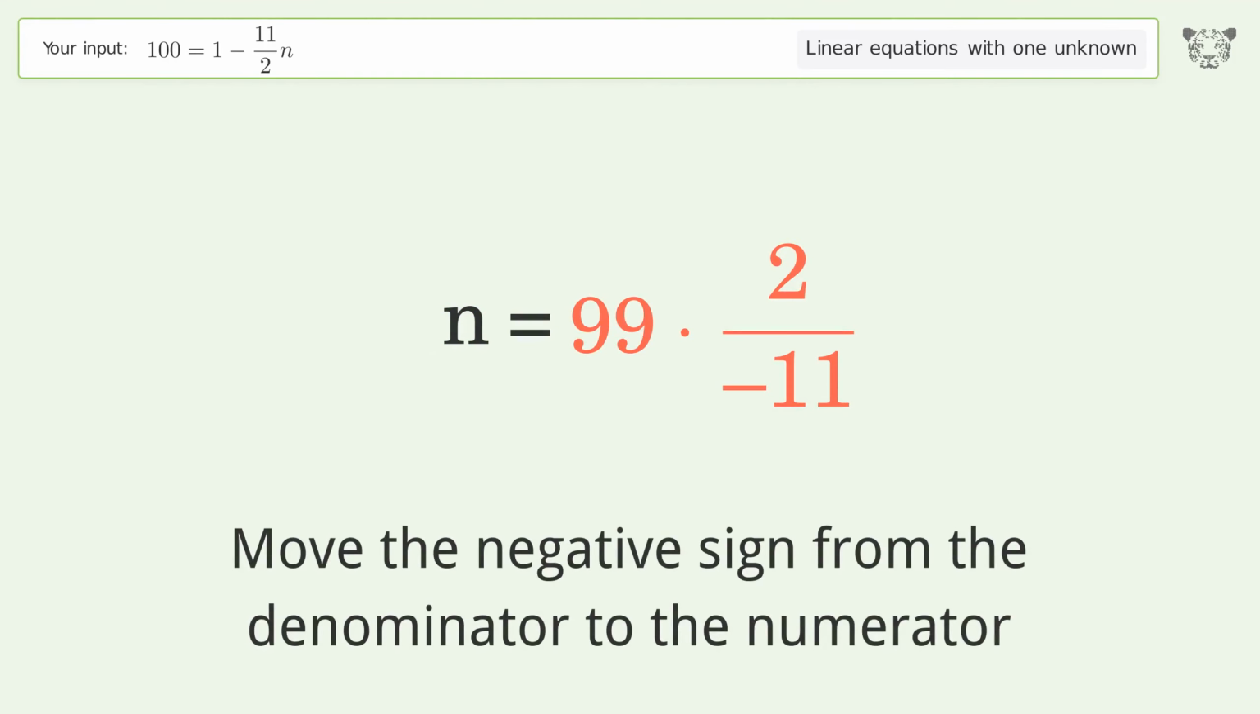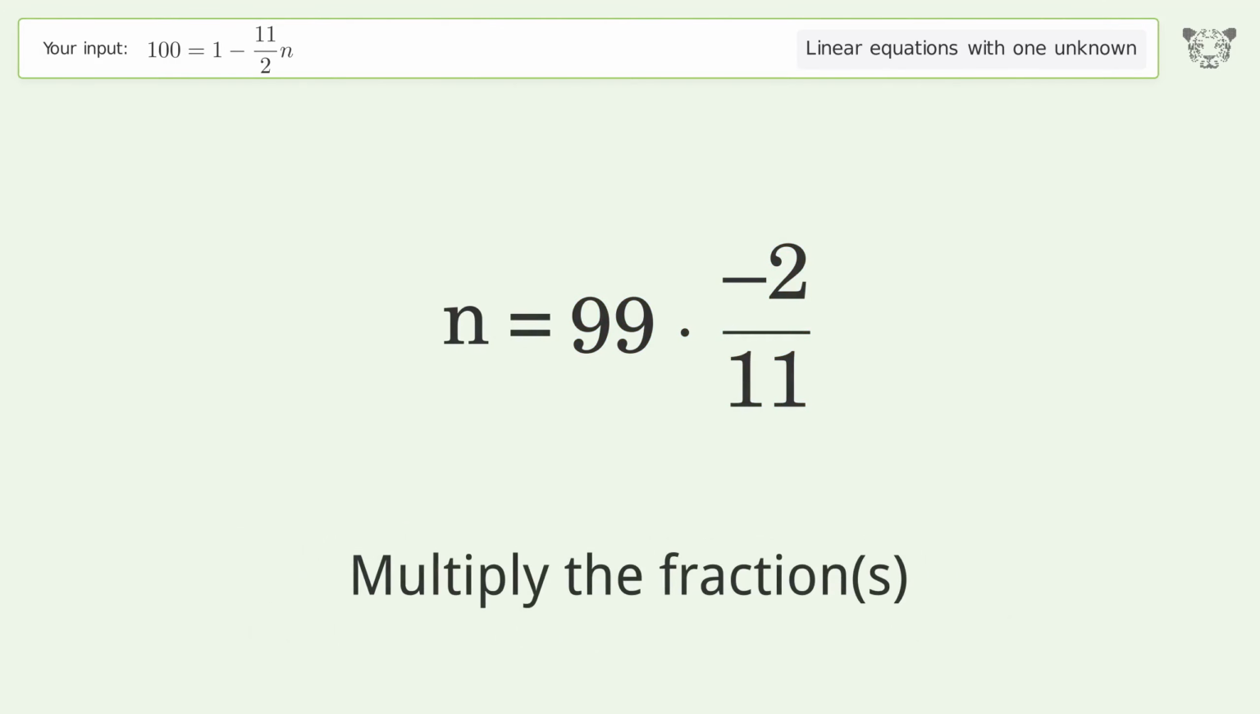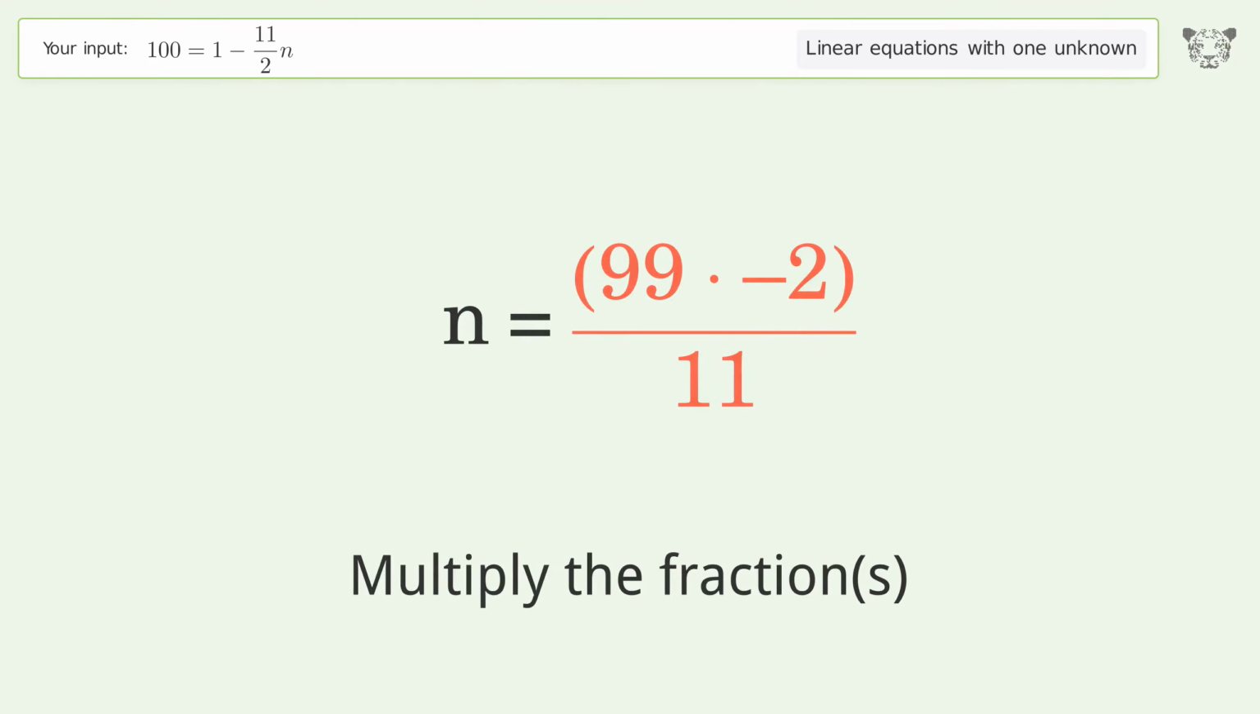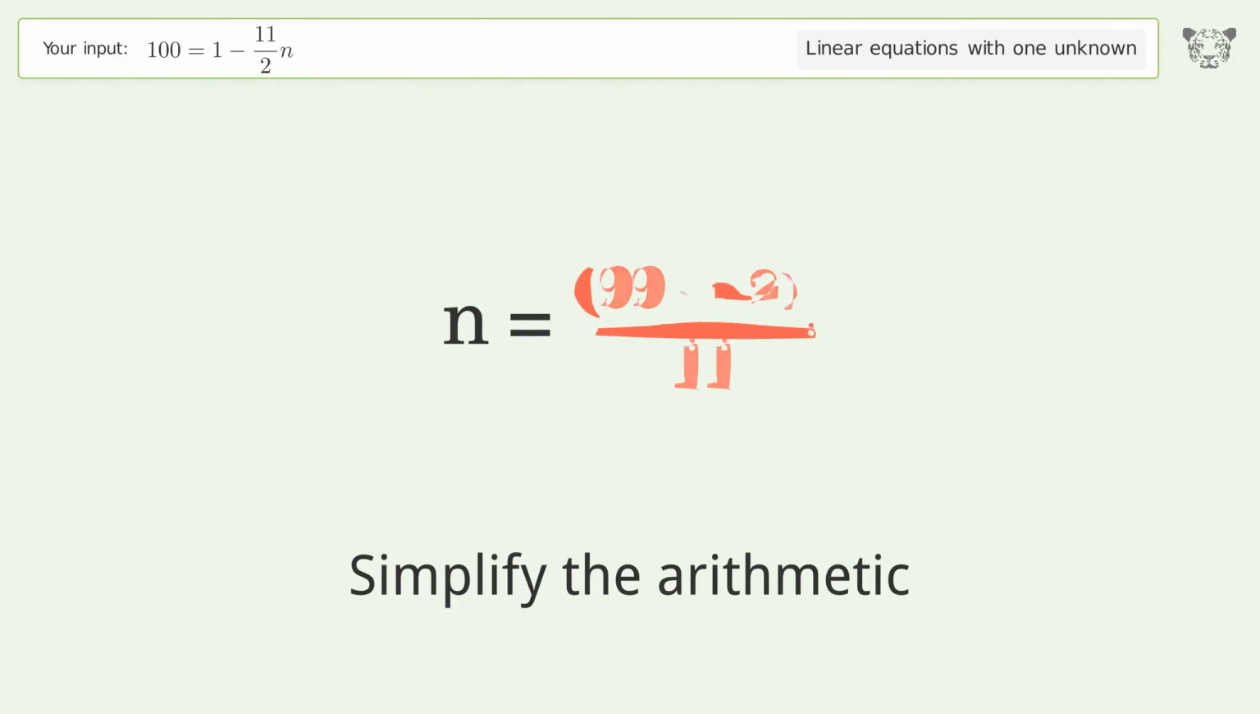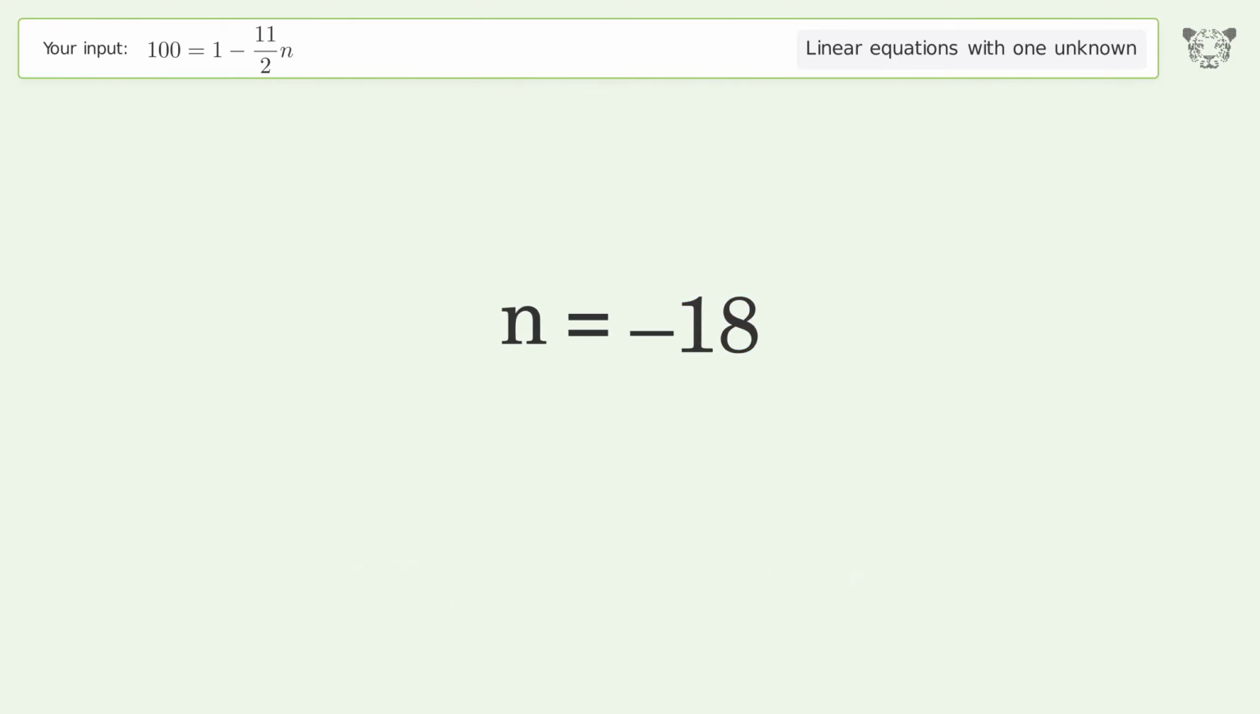Move the negative sign from the denominator to the numerator. Multiply the fractions. Simplify the arithmetic. And so the final result is n equals -18.